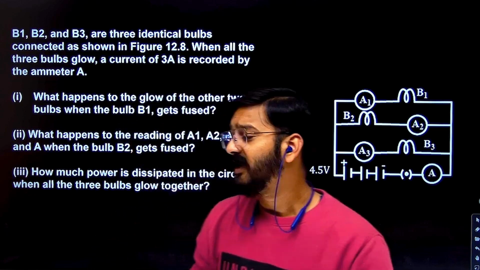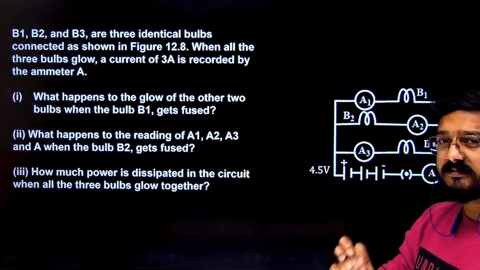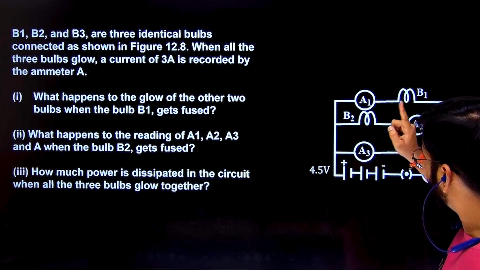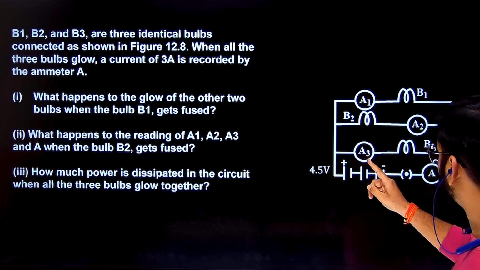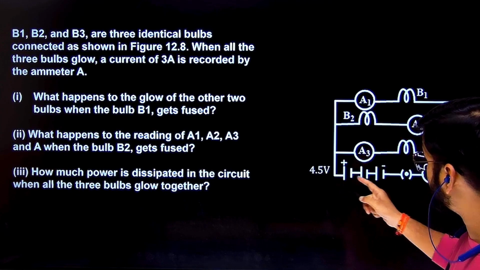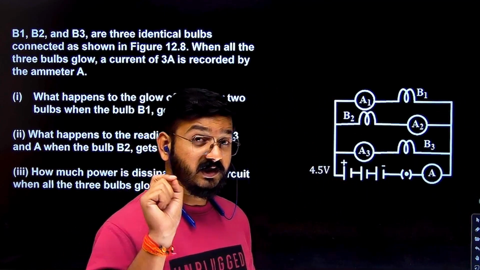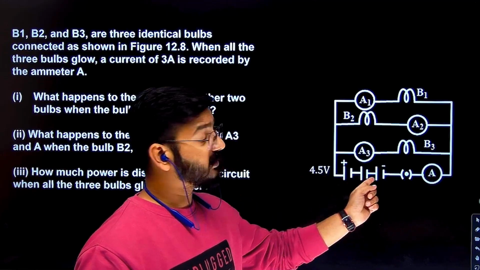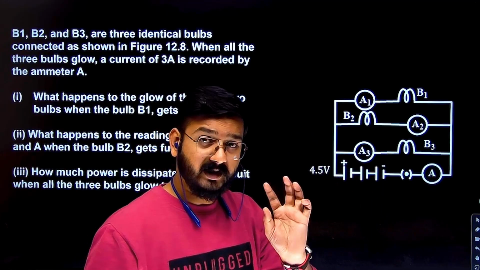Let's start the class. As you can see, the question here is we have three bulbs. All the three bulbs are identical. So we have B1, B2, B3. There are three ammeters also, A1, A2, A3, and a fourth one which is A. So A is directly connected to the battery. It means the reading of the total current will be shown by A because it is directly connected to the source. Source is this 4.5 volts.